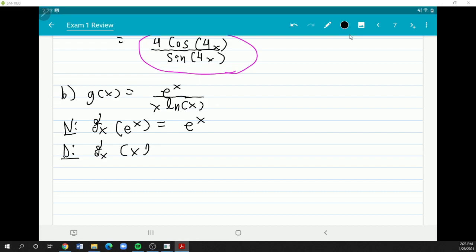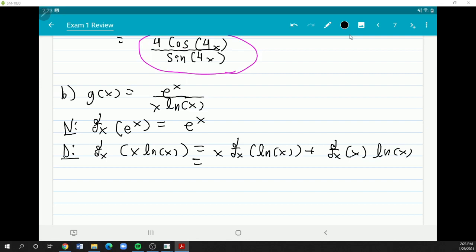So d dx of x log x by the product rule is equal to first times the derivative of the second plus derivative of the first times the second. But this isn't too unreasonably hard to evaluate. X times the derivative of log x, that's 1 over x. So x times 1 over x is 1. Plus derivative of x is 1, so plus natural log of x.